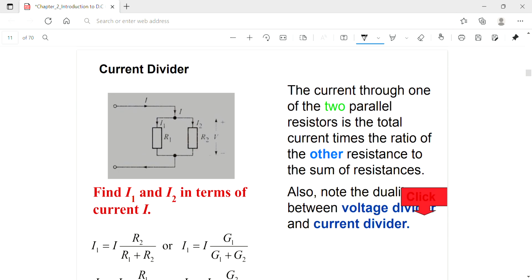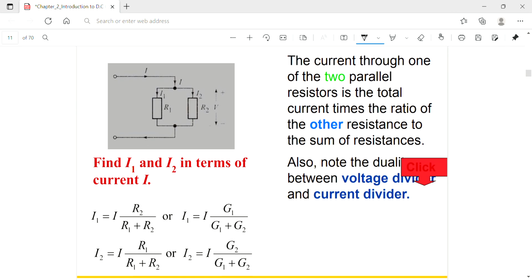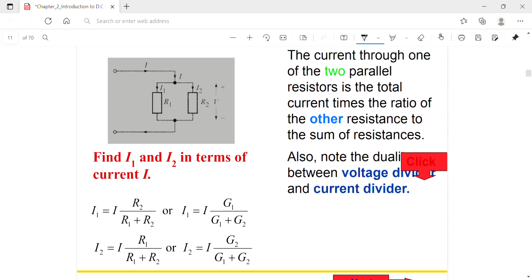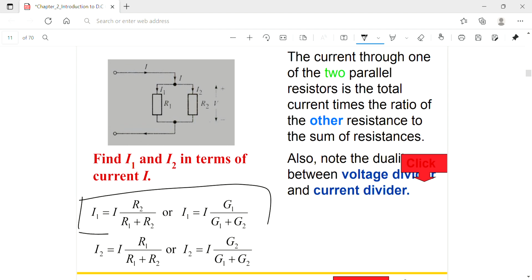Now we are going to discuss the current divider law. The current divider law is considered when two resistors are connected in parallel. When two resistors are connected in parallel, the current is divided into two parts, I1 and I2, and the voltage remains the same. So how to calculate the current? These are the two formulas. It is a little bit different from the voltage divider law.